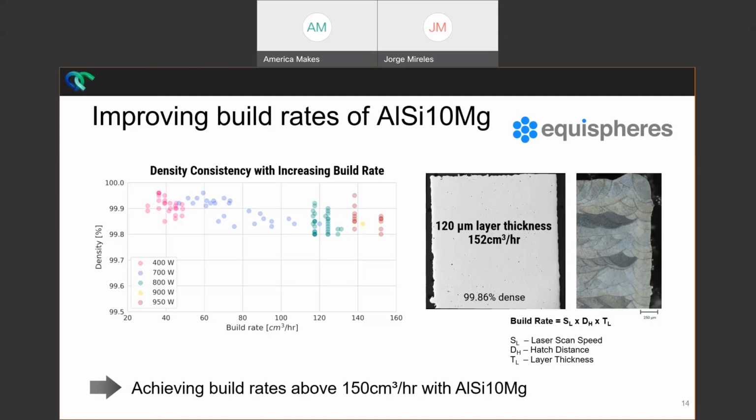I think this has really helped someone like Equispheres. They sell powder for a living to users that likely have one of these typical box systems, and so this deep understanding basically helps ease the transition of the parameters that they have developed with our machines onto other systems, right?